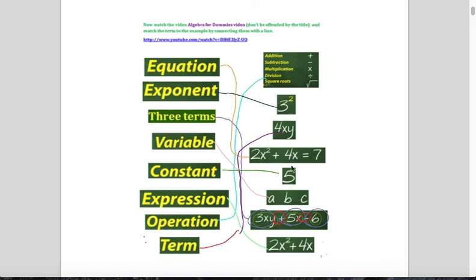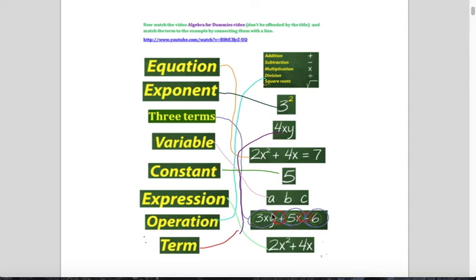The variables here are x. The coefficient of the x squared term is 2. The coefficient of the x term is 4. Exponent, here's an example because 2 is the exponent. Feel free to circle it if you want. 3 is the base. You might want to make a note: 3 is the base, 2 is the exponent in this example. 3 terms are down here. Because see, 3 terms.